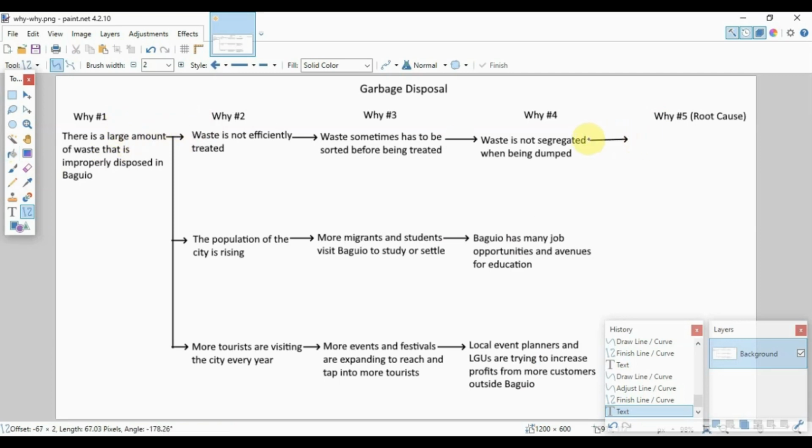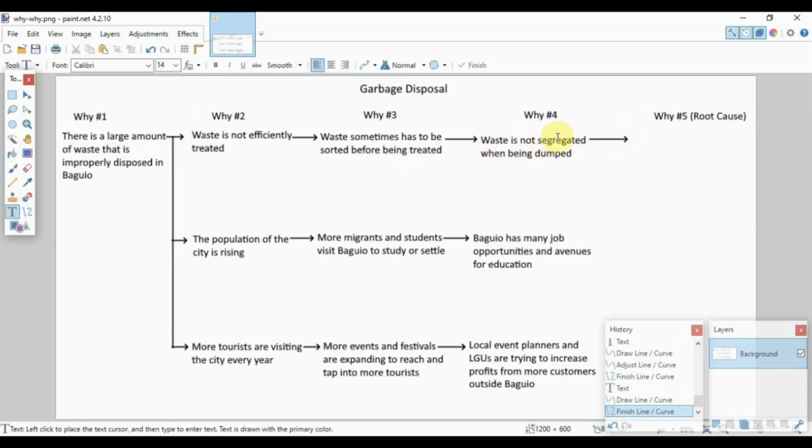So as you notice here, we are getting more and more specific as we go down each level of why. So let's go over this one. Waste is not segregated when being dumped. Why? What's the issue here?